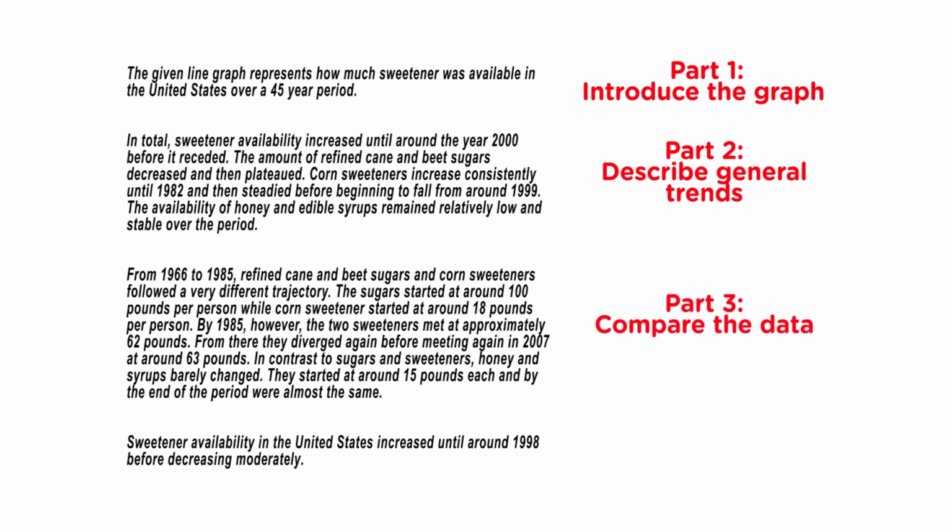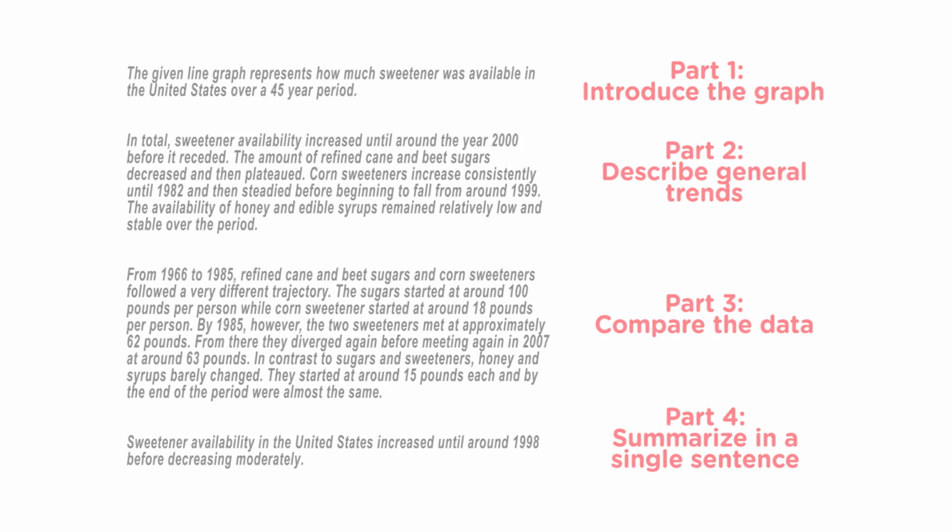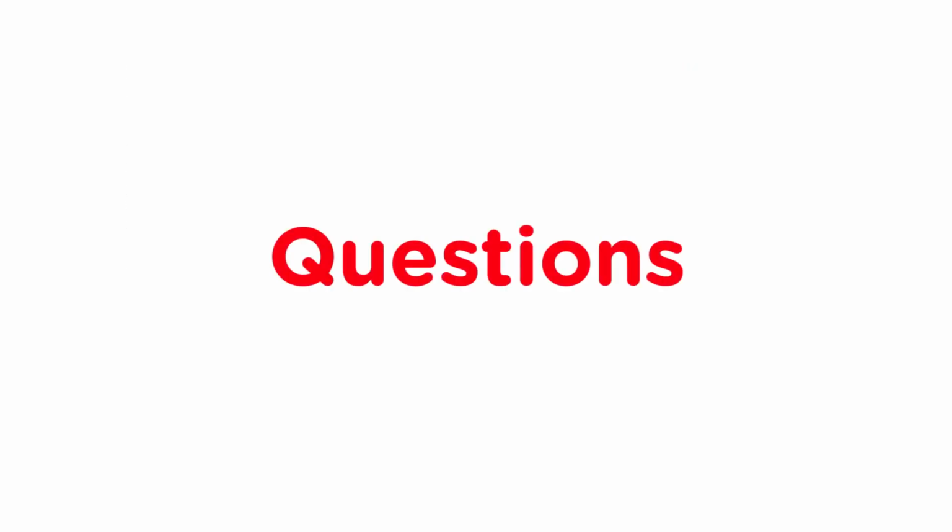In part 3, we compared relevant data by selecting two lines and showing how they moved. And in this part, we used numbers from the y-axis. Finally, we wrote a single sentence summary. Questions?